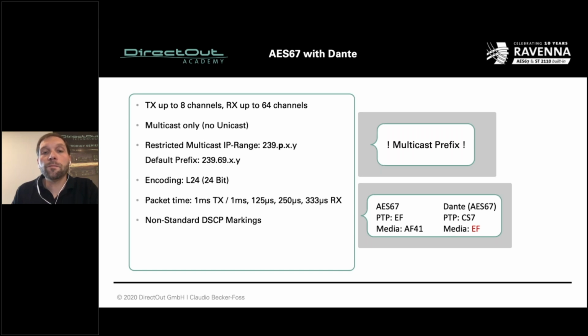So in that case, if you put together a Dante AES67 device and another AES67 device that uses the standard DSCP markings of AES67, you might end up with media packets of a Dante device in the same queue in the switch as PTP packets. And that is not really a good thing if the network is loaded. So you have to take care about that and maybe use means in the switch to remap the DSCP markings.